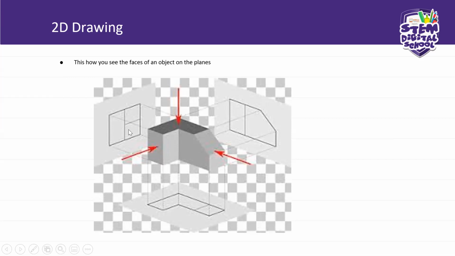Like this. So I'm going to draw it as the back side.